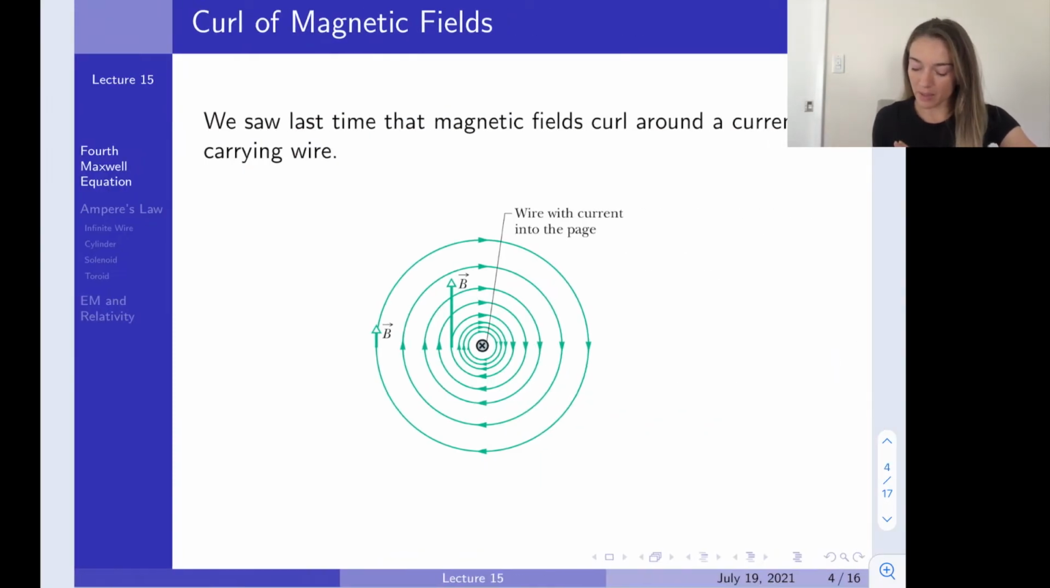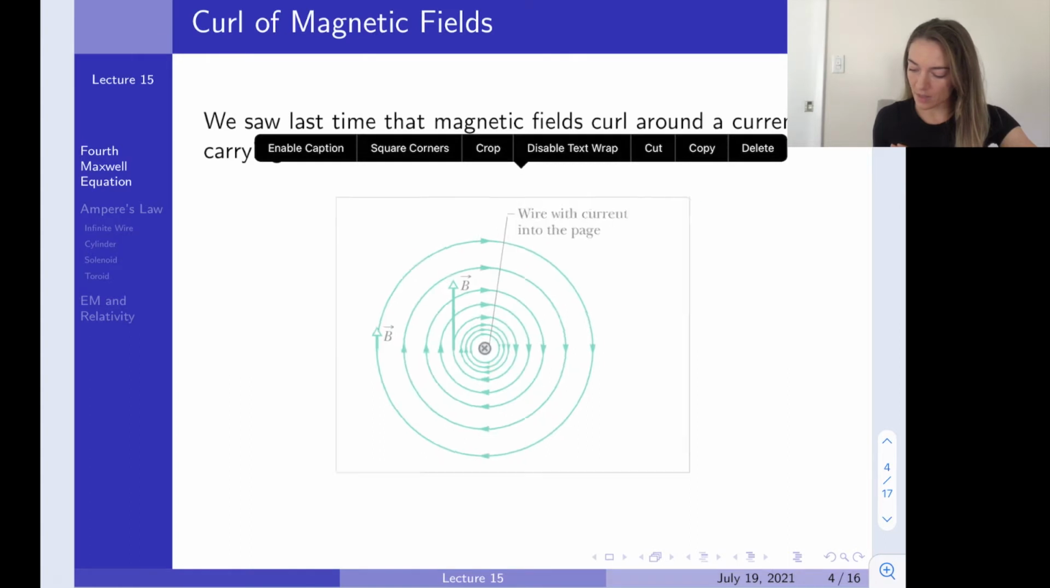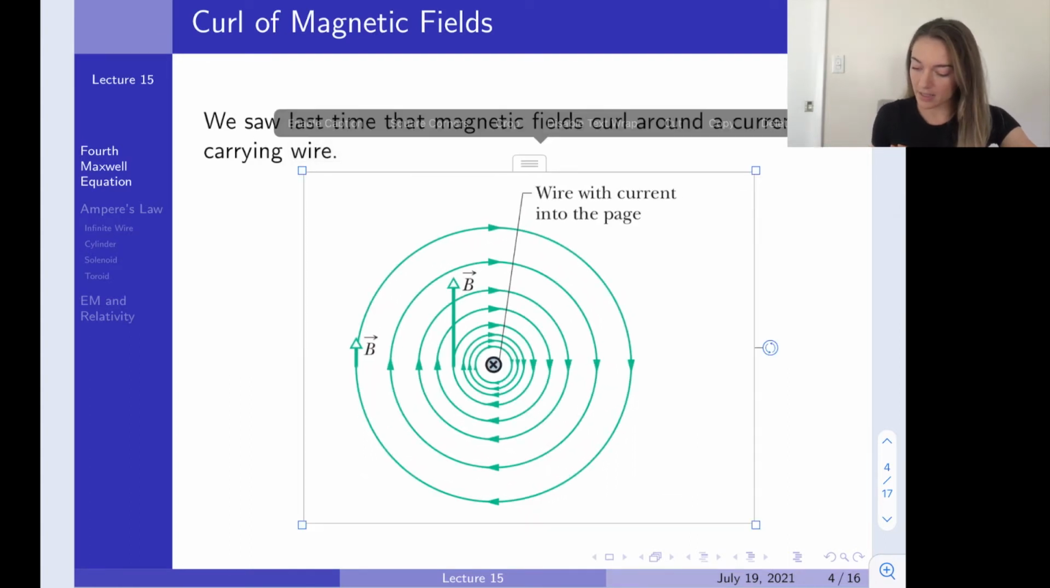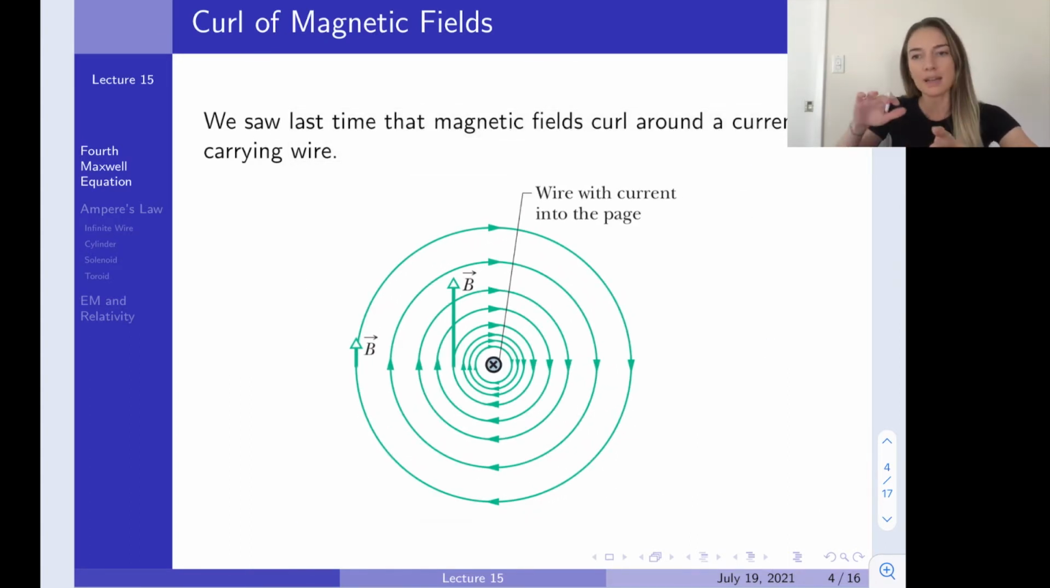Now, remember that we saw last time the magnetic field for a current carrying wire, and we saw that the magnetic field will curl around that wire, right? So if we look here, we're looking at a wire sort of head on, so the wire current is going into the page, and we're going to see a magnetic field curling around it according to the right-hand rule.